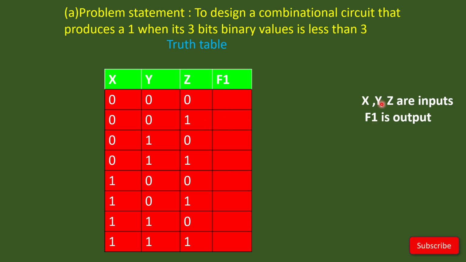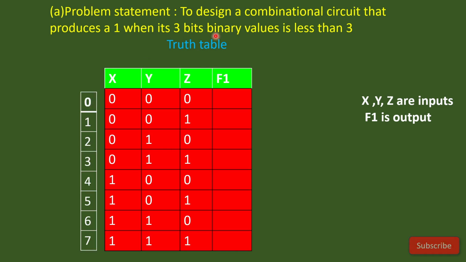So from 0 to 7, we have written the combinations in binary. Here X, Y, Z are inputs and F1 is the output. In order to know when the 3-bit binary value is less than 3, we have marked these binary values from 0 to 7. So when it is less than 3, meaning for the values 0, 1 and 2, we place 1s in the F1 column. Otherwise, we place zeros for the rest of the rows.